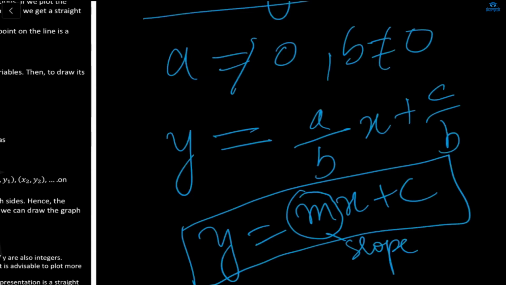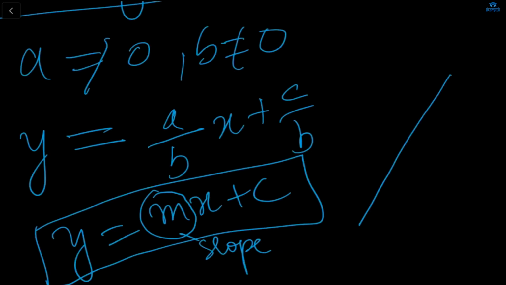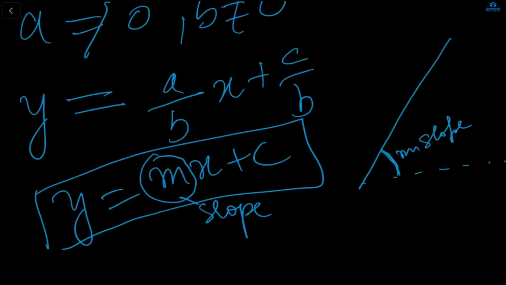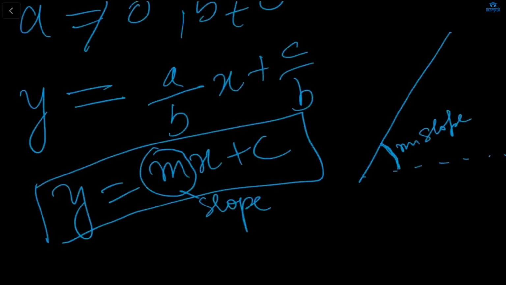Okay, we can draw a right angle line, like this is your graph. So if you draw a straight line here, what will be the slope? This m tells you the slope. This is the main equation of your line, but right now you don't have to deal with all this.